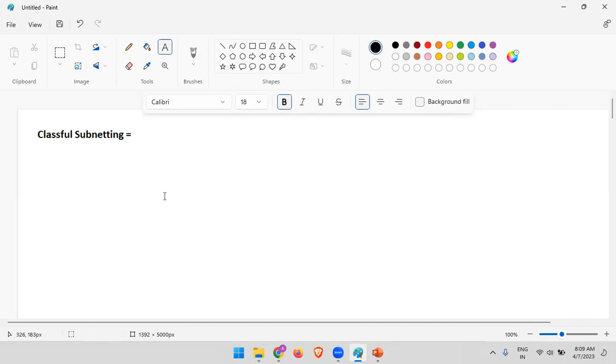Classful subnets are those which are /8, /16 and /24. Correct. And classless, it will vary from class /16 or /24. The subnet will be changed. Okay.